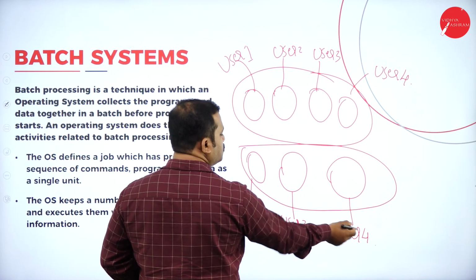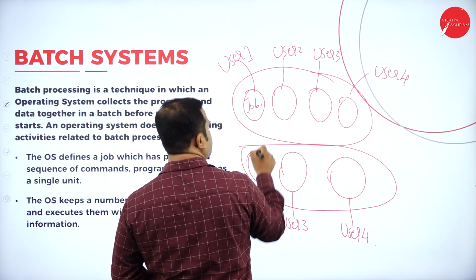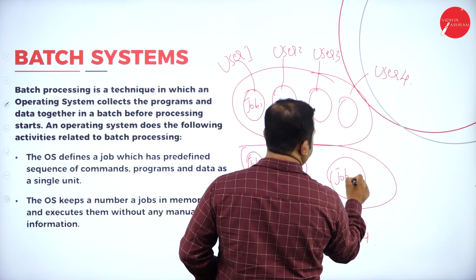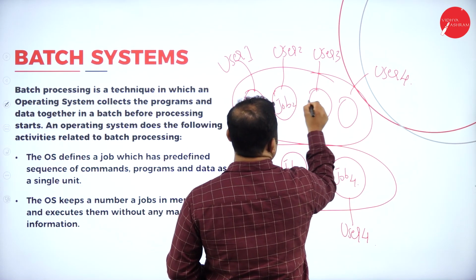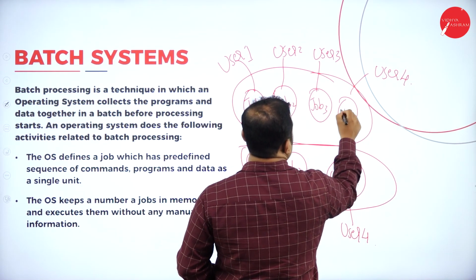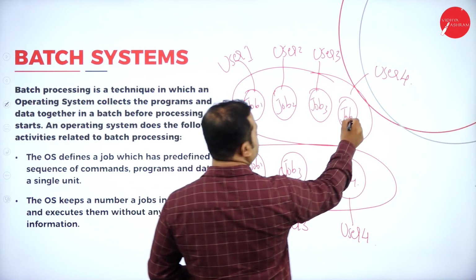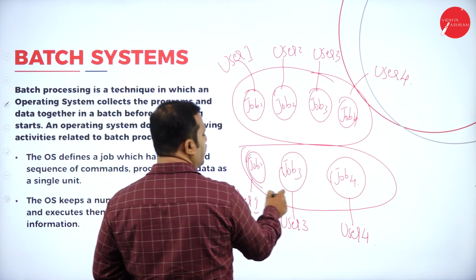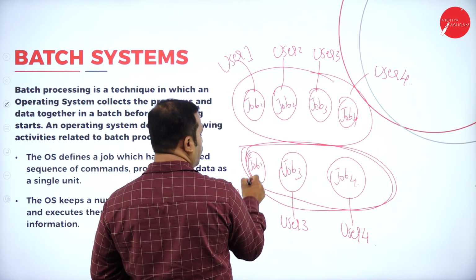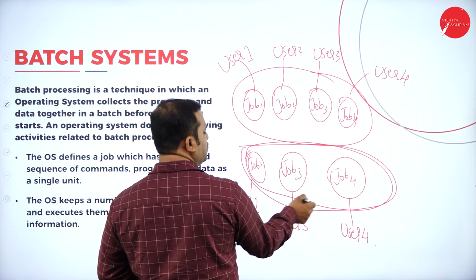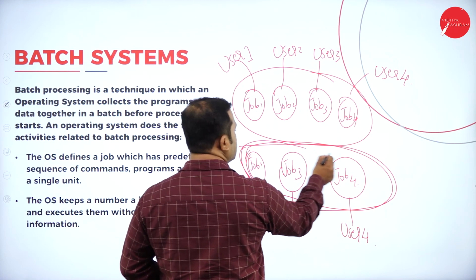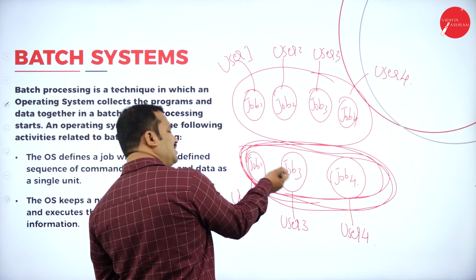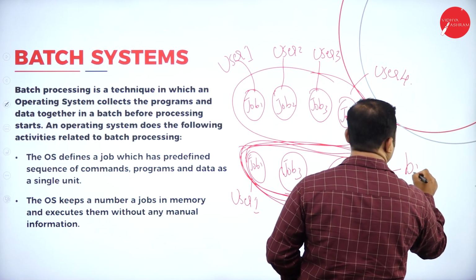So user 1, user 3, user 4 are doing job 1, job 3, job 4, and user 2 is doing job 2, job 3, job 4. You are observing that these jobs are similar. Job 1 of user 1, job 3 of user 3, job 4 of user 4, all these are similar. Job 1, job 3, job 4 are similar, but of different users. I'll call this batch 1.